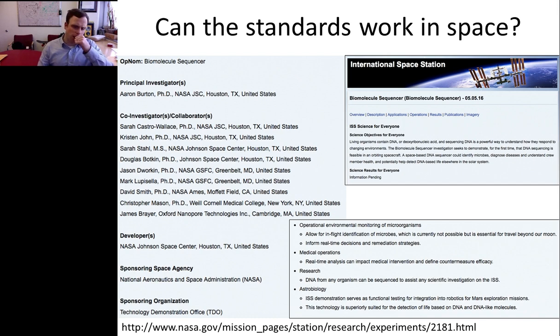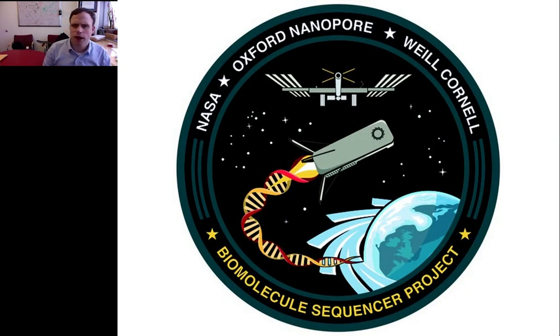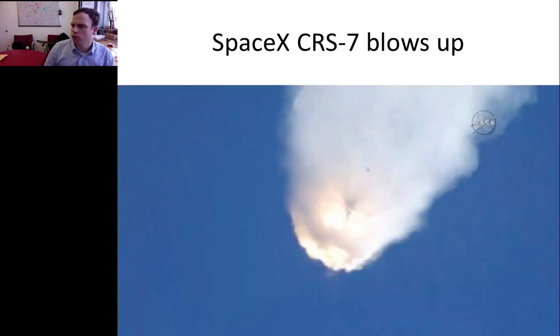We actually, of course, NASA, when you start a project, they say you need a patch. As we were planning the mission, we had an issue where one of our resupply rockets exploded on the way to the space station.